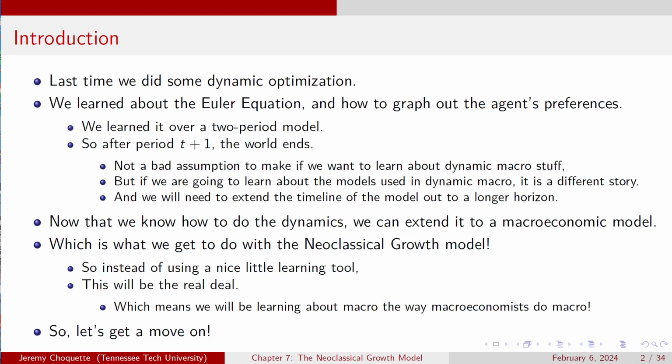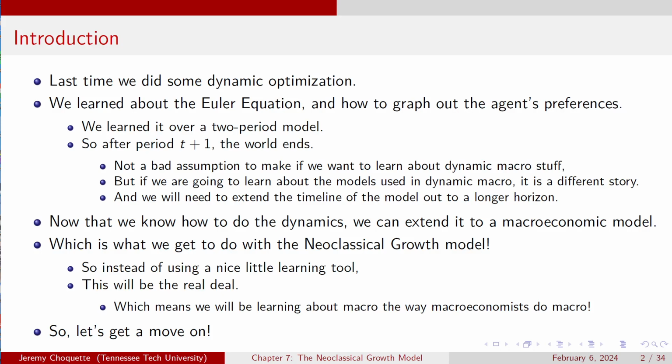So last time we did a little dynamic optimization. We learned about what the Euler equation was and how to graph out the agent's preferences. And we learned this over a two-period model. So the idea was like after period t plus 1, the world just ends, which isn't a bad assumption to make.